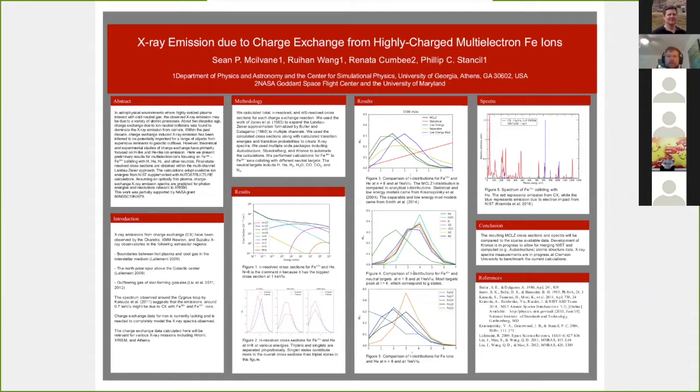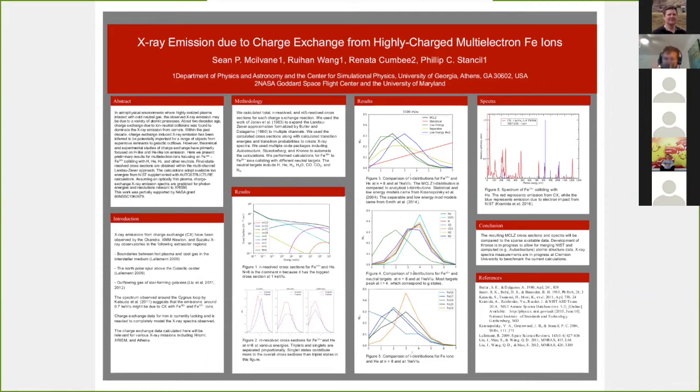Basically, when charge exchange happens, the electron gets excited, and it doesn't immediately go down to the ground state. It might decay through several different states before reaching the ground state, so it cascades down. We use Kronos to track that using the transition probabilities and transition energies.